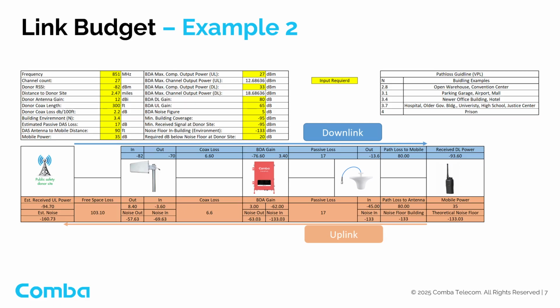Here is an example of a complete BDA system link budget created using Comba's Public Safety BDA Link Budget Calculator, available to customers upon request. This tool estimates downlink and uplink signal strengths and noise levels at key points in the system to ensure that the BDA is properly sized and configured, coverage requirements are met inside the building and at the donor site, noise and gain levels remain within safe limits to prevent interference or instability, and, in turn, all system losses are accurately accounted for. Users simply enter their design parameters in the yellow input cells at the top of the sheet.